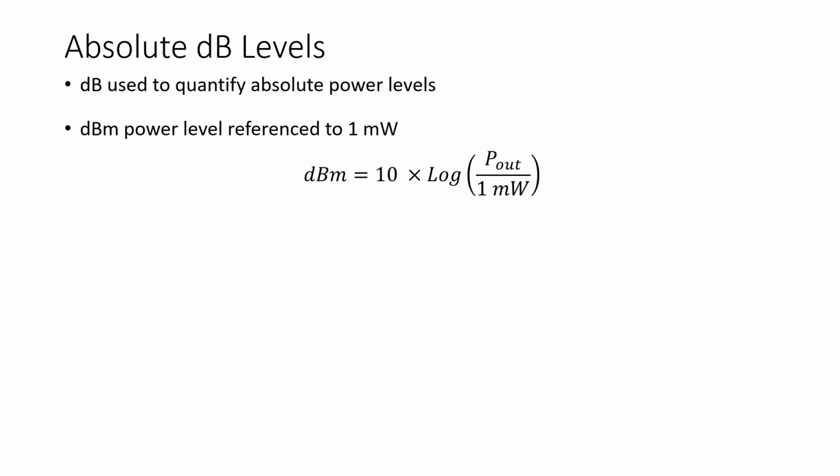The one that is most commonly encountered is the dBm. So the dBm expresses an absolute power level where the power is referenced to 1 milliwatt. This is shown in the equation that dBm equals 10 times the log of P out over 1 milliwatt. So with this absolute power level, again, the power is not referenced to the input power, it's always referenced to 1 milliwatt.